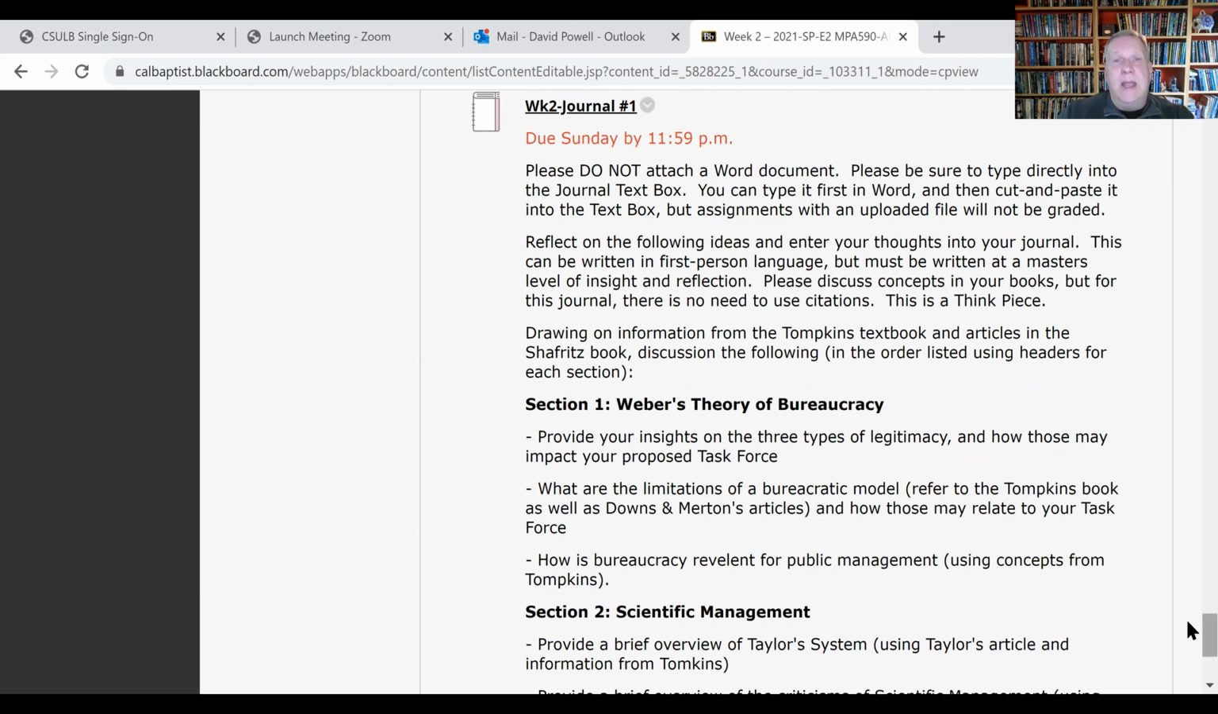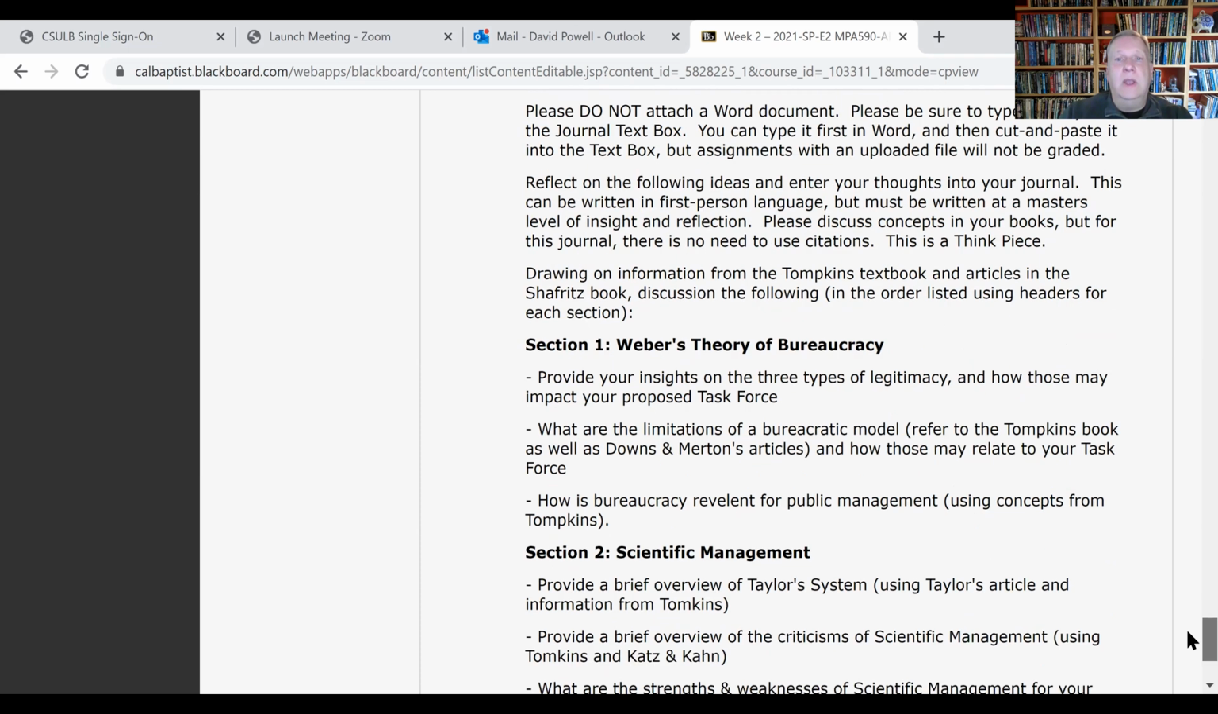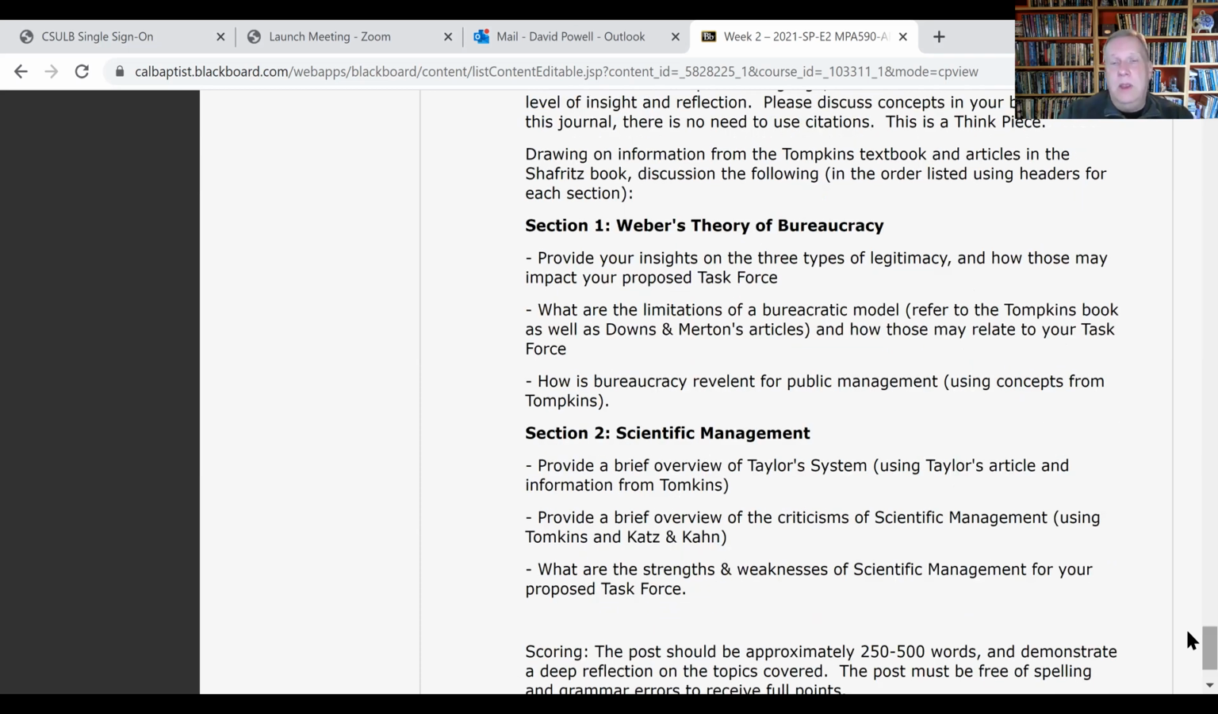Drawing on information from the Tompkins textbook and articles in the Shafritz book, please discuss the following. Section 1, Weber's theory of bureaucracy. Provide your insights on the 3 types of legitimacy, and we talked about the charismatic, the traditional, and the legal rational. Provide your insights on those 3 different types of legitimacy and how those may impact your proposed task force. What are the limitations of a bureaucratic model and how do these relate to your task force? How is bureaucracy relevant for public management, using concepts from Tompkins?